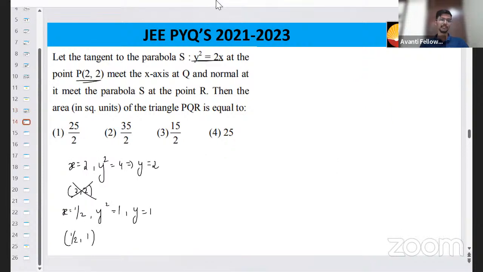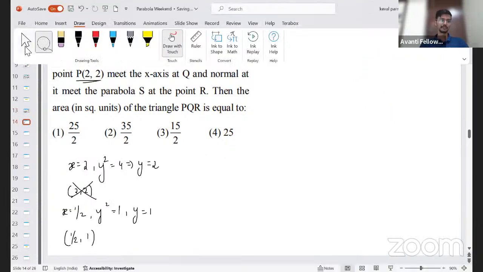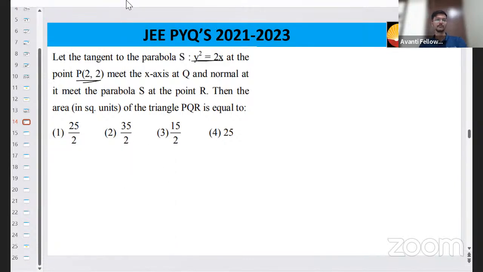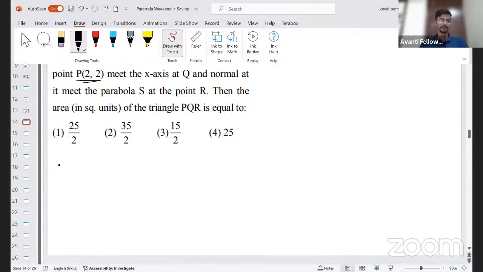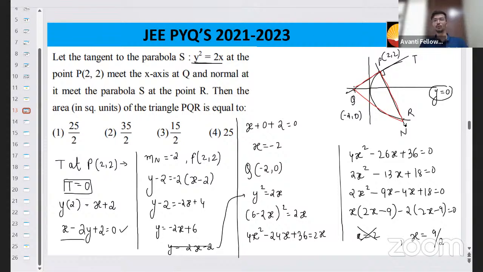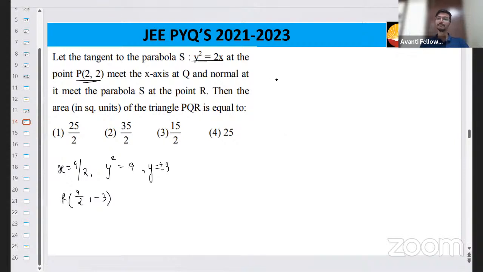Yeah, sorry guys. So if x equals 9 by 2, then we'll get y square equals 9. That means y equals plus or minus 3. So I think we can take point R as 9 by 2, comma, minus 3. Correct? Why? Because according to our diagram, it's in the fourth quadrant. That's why we took negative. No issues, guys, you can take positive also. So we got the points P, Q, R.